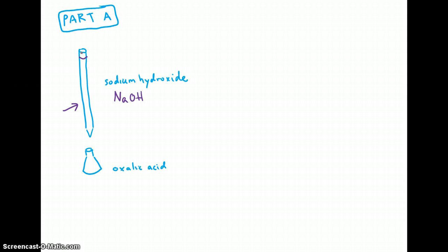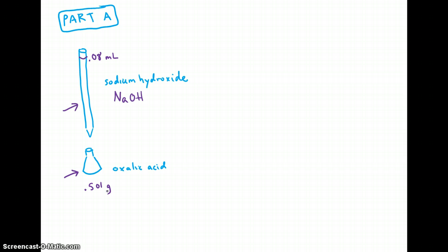Now, it might not have been exactly 0. Maybe you read it and it turned out to be 0.08 milliliters of sodium hydroxide. Okay, and then in the flask down here, we measured out ideally 0.5 grams, so maybe it was 0.501 grams of oxalic acid.